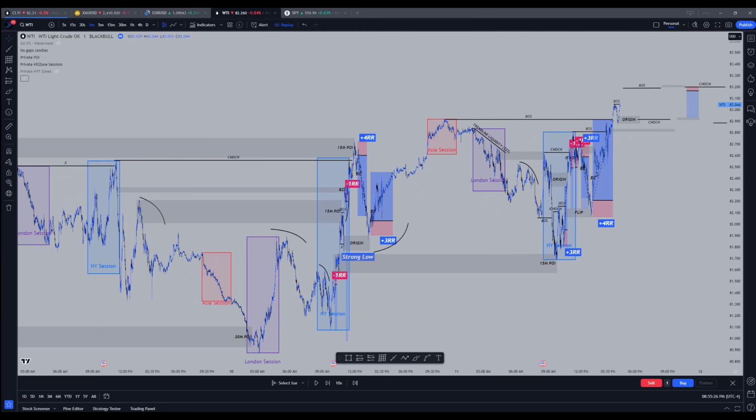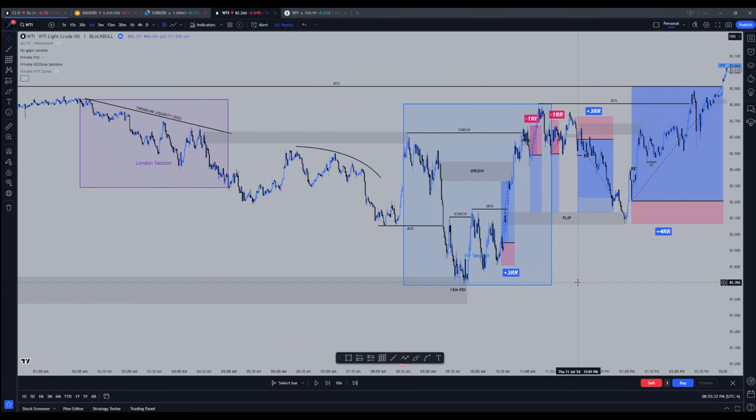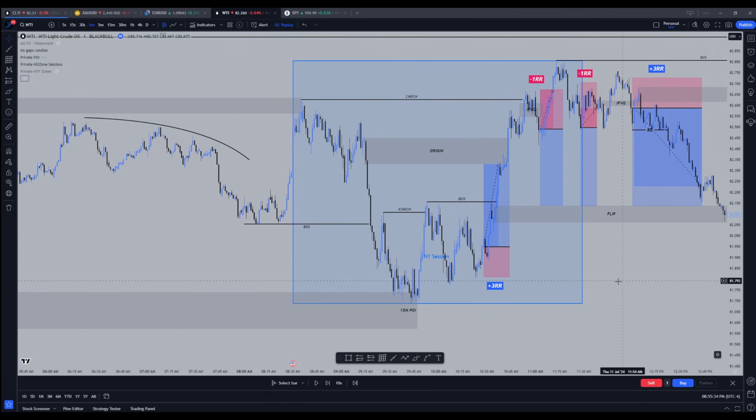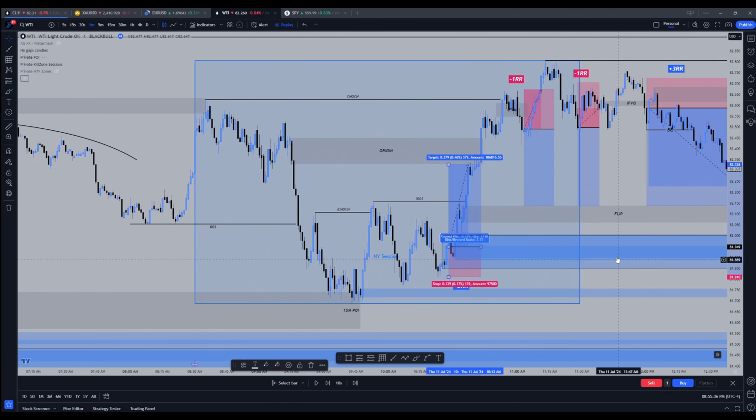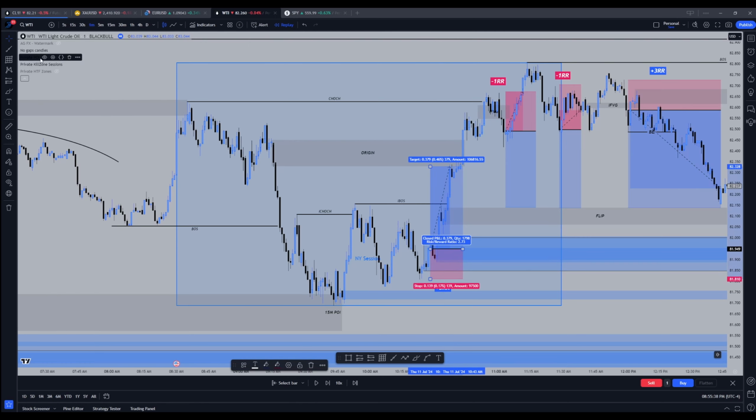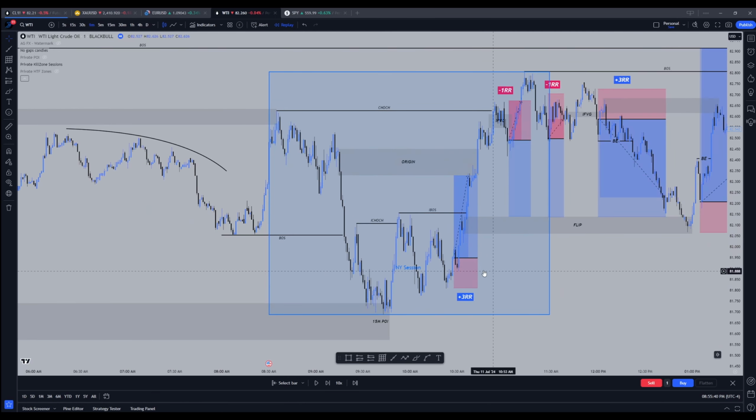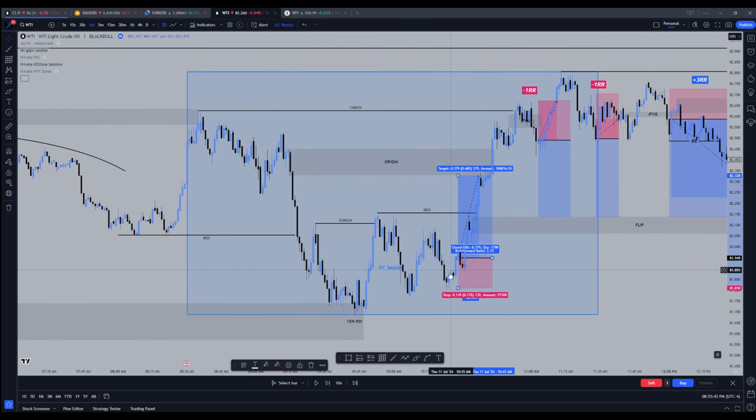These are things you need to learn how to identify and put together in real time. It definitely takes a lot more practice and experience, but once you get the hang of it, you will be a money printer. So this is a trade I took here. Let me just turn on my POI indicator. It's kind of annoying right now. I took this trade here off of inverse value gap model.